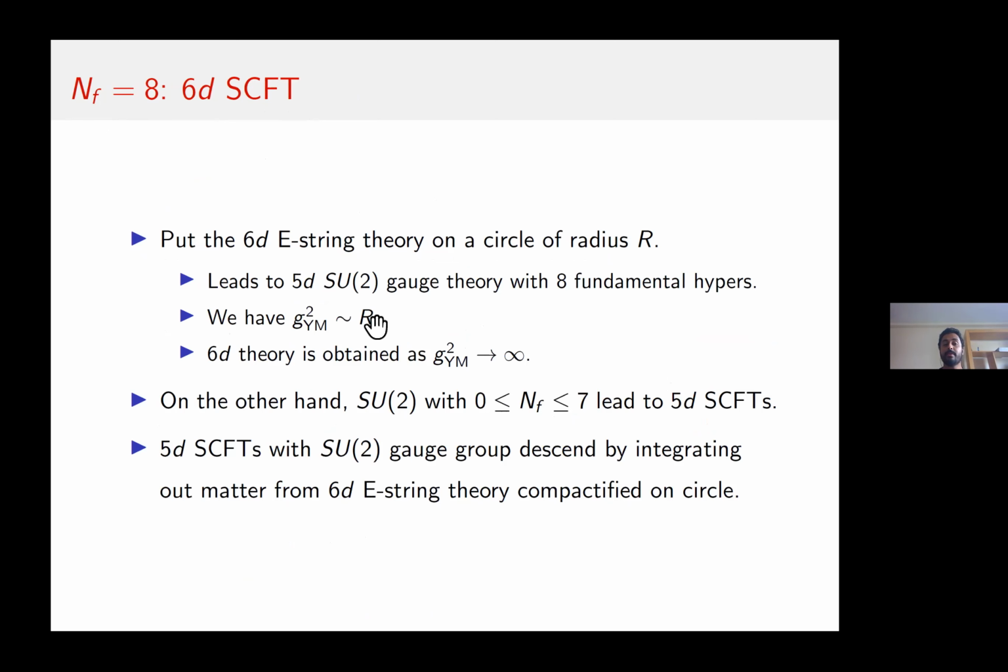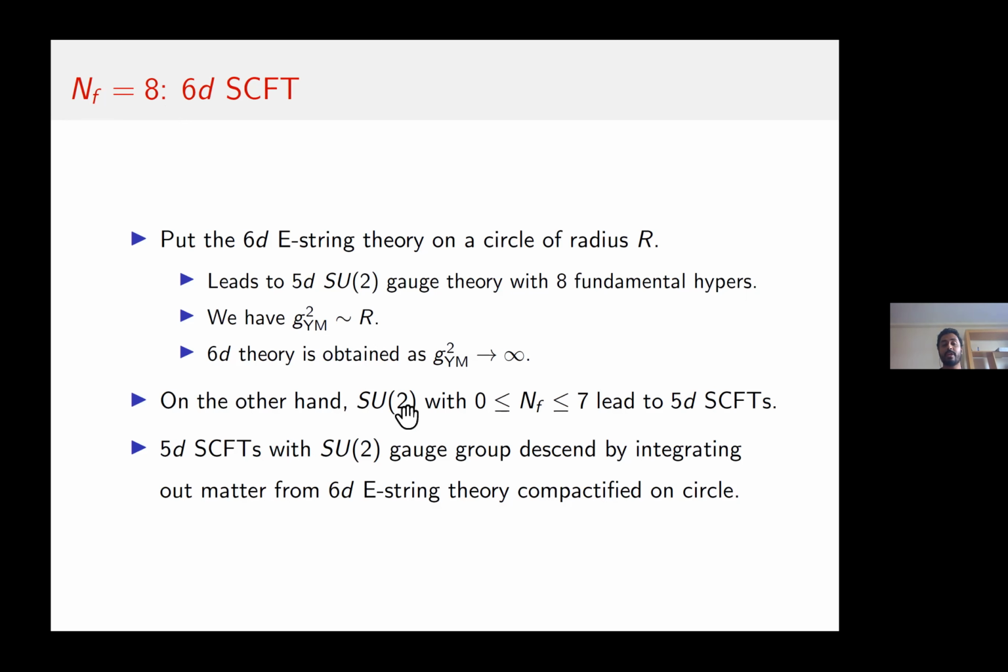Then in the IR, this initiates an RG flow because now you have a mass scale. In the IR, you find that the low energy physics is described by a 5-dimensional SU(2) gauge theory with 8 fundamental hypers. The gauge coupling of this theory is now related to the radius. The 6D limit is to take this radius to infinity, which is again an infinite coupling limit from the point of view of the gauge theory. So this gauge theory at N_F equals 8, its strong coupling limit is not a 5D SCFT, but a 6D SCFT.